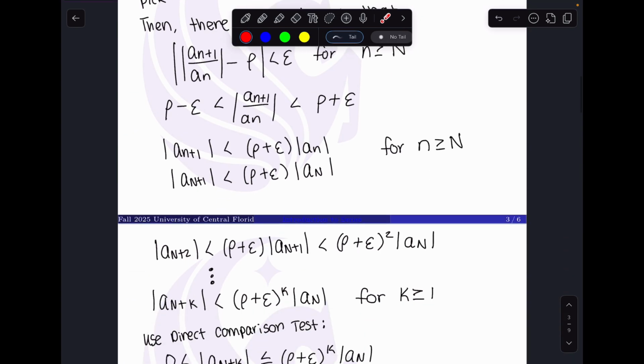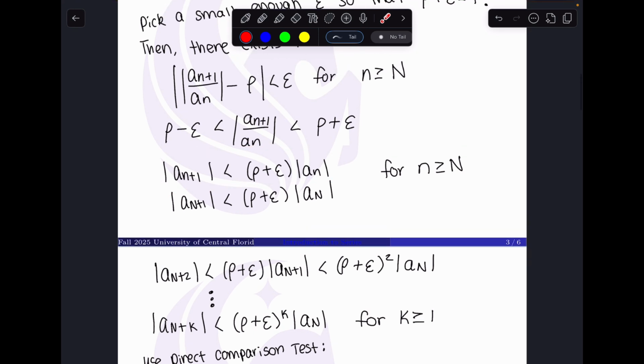Let's go back. I'm going to rearrange this around. Essentially, I'm just going to multiply by the absolute value of a sub n. And I've got that the absolute value of a sub n plus 1 is less than rho plus epsilon times the absolute value of a sub n. This is for n greater than or equal to big N, the same big N as over there. That means that a sub big N plus 1, because I'm starting at the first place where this inequality is true, in absolute value is less than rho plus epsilon times the absolute value of a sub big N.